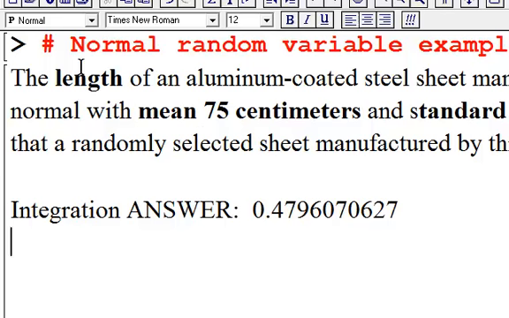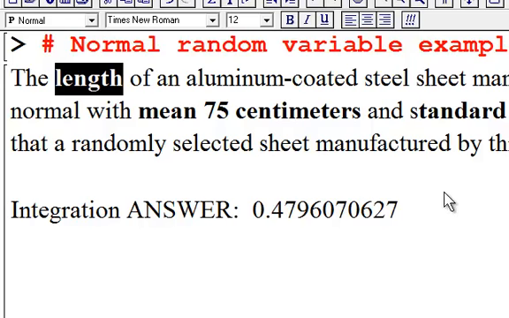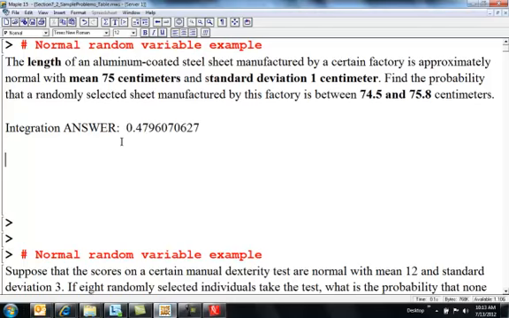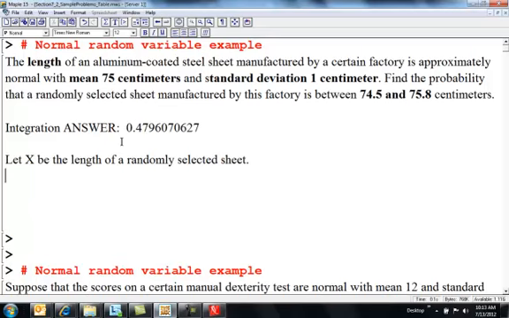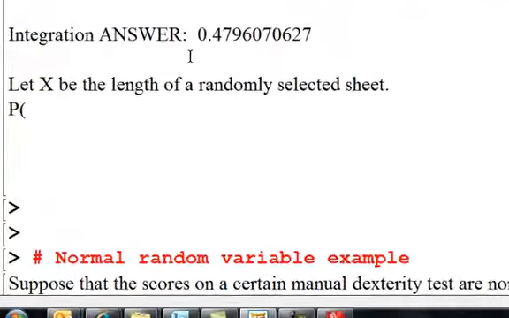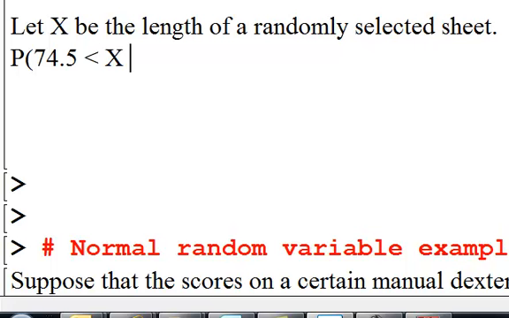So going back to this first problem: the length of some steel sheets manufactured by a company were approximately normal with a mean of 75 and standard deviation 1, and we're supposed to find the probability that the sheet selected has a length between 74.5 and 75.8. So I'm going to let x be the length of a randomly selected sheet, and I'm trying to find the probability, as we did the other day, 74.5 less than x less than 75.8.